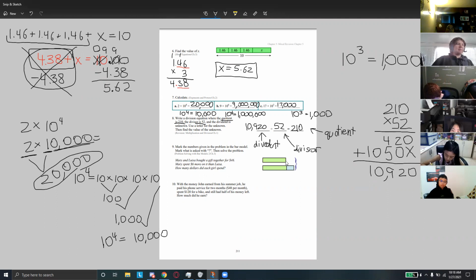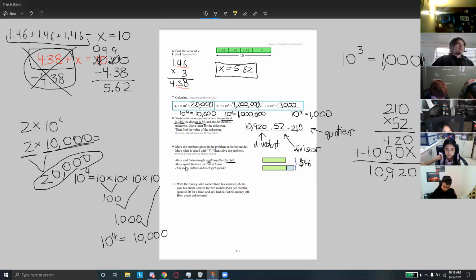Okay, so one of these is going to be Mary, one of these is going to be Louisa, and they bought the gift together for $46. So, I'm guessing this is what one of them paid, this is what another of them paid, and then together they paid 46. And so adding both of the bars together will be 46. Great. Mary spent $6 more on it than Louisa. How many dollars did each girl spend?